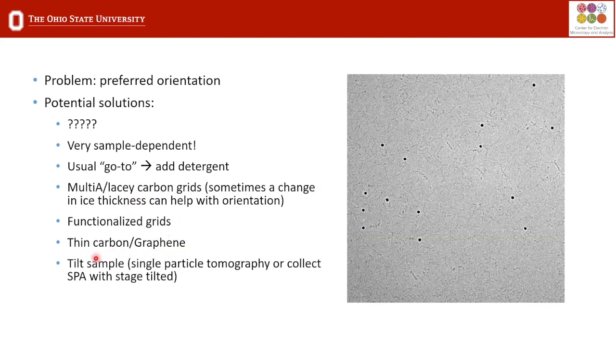And then another kind of last ditch effort is to tilt your sample and either use single particle tomography, which is shown here with this kind of flexible protein, or a more straightforward approach is to collect single particle analysis with the stage tilted. Both of these methods will also result in a decrease in resolution, because when you tilt your sample, your electron beam has more ice that it needs to go through. So you're effectively making thicker ice. So that's why we usually try to avoid these types of things.